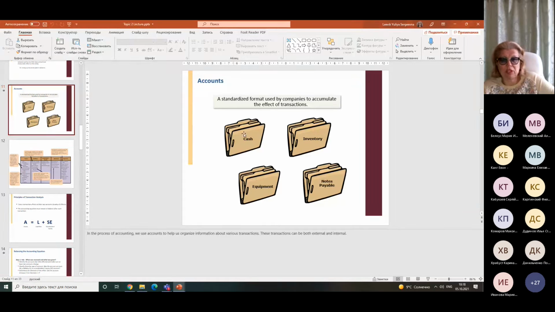This is a new term, accounts. This is a format used by companies to accumulate the effect of transactions. So these are separate files where we collect information about particular items. For example, we open an account, title it cash, and collect all information about cash. Or the same for inventory. We collect information about inventory on this account. And all items have their own accounts.